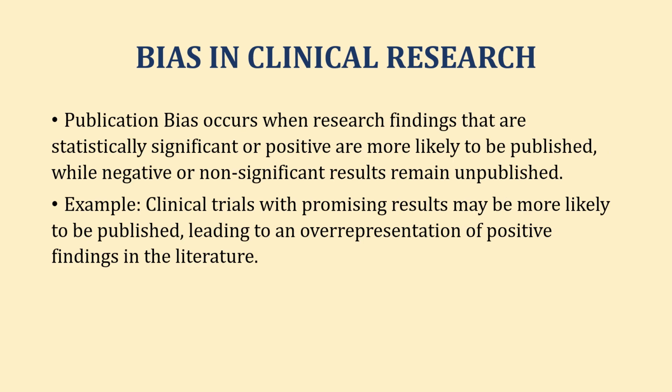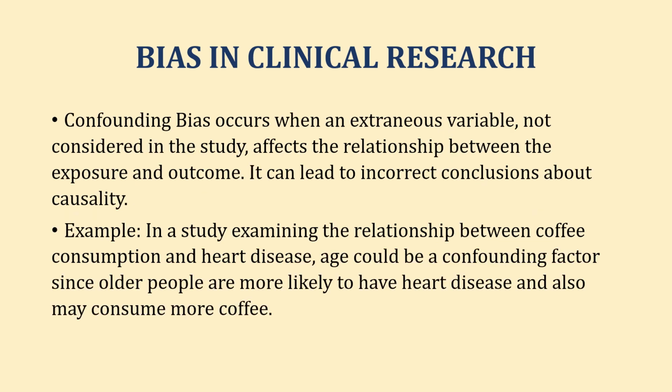Publication bias can occur when the research findings that are statistically significant or positive are more likely to be published, while negative or non-significant results remain unpublished. An example is a clinical trial with a promising result may be more likely to be published, leading to an overrepresentation of positive findings in the literature.